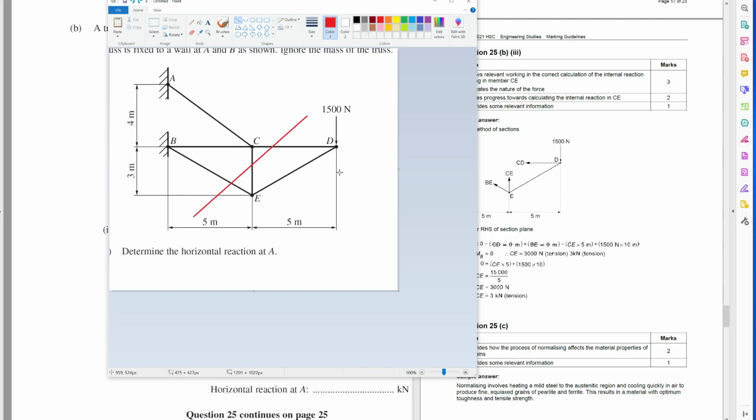Okay, I would just cut through those locations, right? And what would I use? I would use not the left-hand side, I would use the right-hand side because that only has one external force. Way easier to use. Okay, now if I want to find CE, first thing I'm going to do is assume that everything is pulling out of the node, right? I'm trying to draw some arrows as quickly as possible.